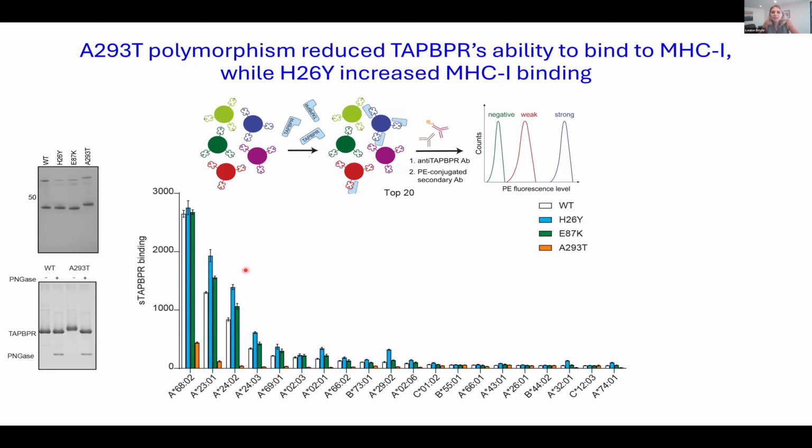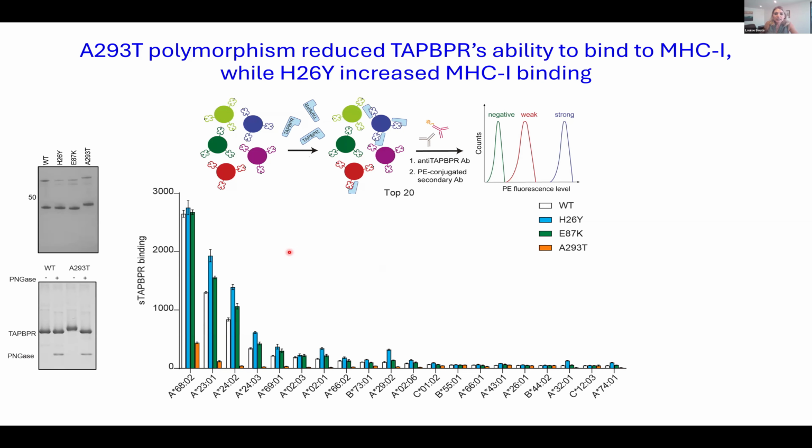We then explored the binding of the different recombinant TAPBPR molecules onto the panel of MHC class 1 molecules using the single antigen bead system again, comparing the wild-type TAPBPR molecule shown here in white with the variants shown in different colours. And very interestingly, we found that the A293T variant, shown here in orange, had a significantly reduced ability to bind to MHC class 1 molecules on these single antigen beads. So we did observe a little bit of binding to HLA-A6802 and HLA-A2, but other than that, it was relatively flat for binding to MHC class 1.